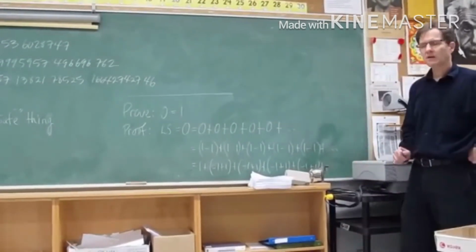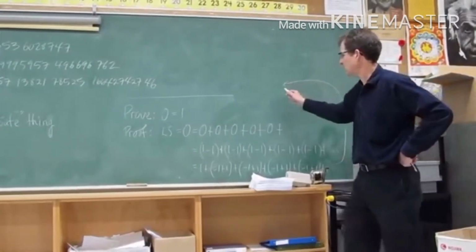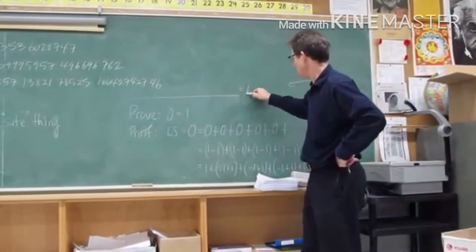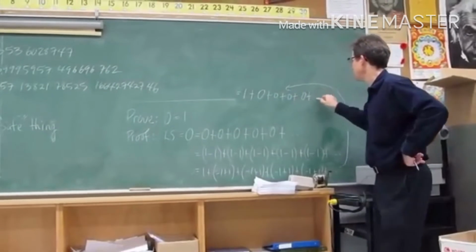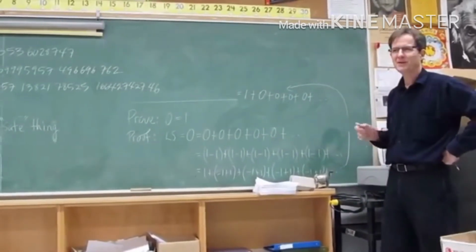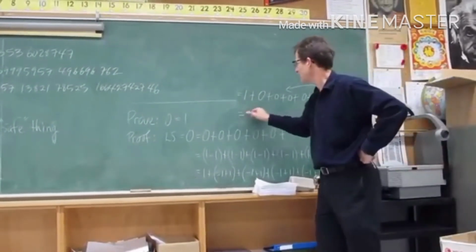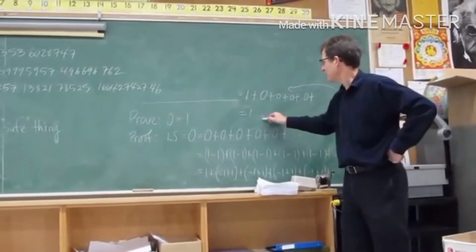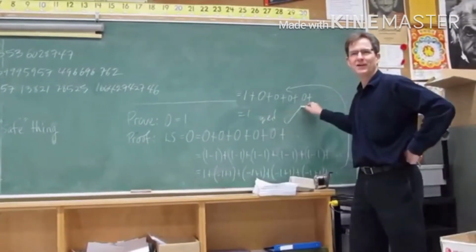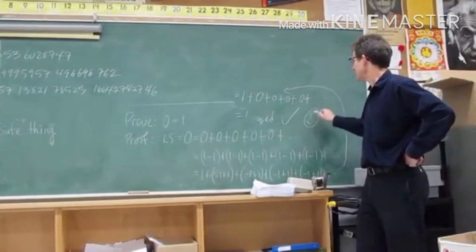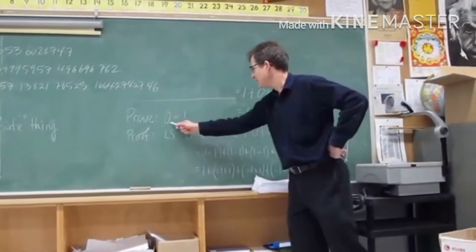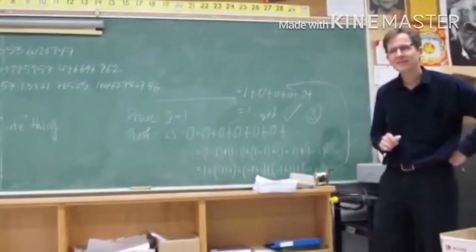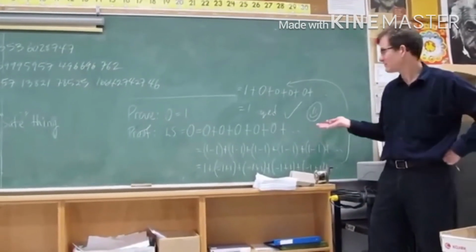But what's that equal to? If I do that up here, I get 1 plus 0 plus 0 plus 0 plus 0 plus a whole bunch of zeros. And we know that the zeros add up to 0, so that's equal to 1. QED, big fat check mark, or better yet, smiley face. And now you know that 0 equals 1. Right? It's got to be. I just proved it.